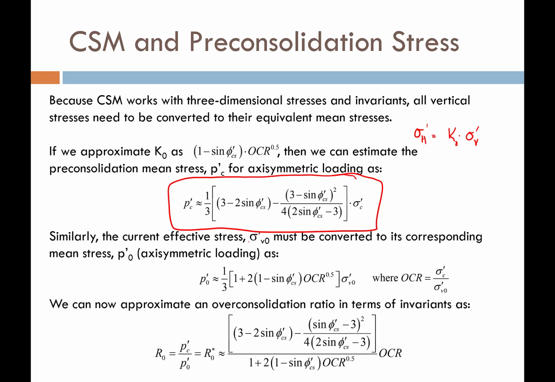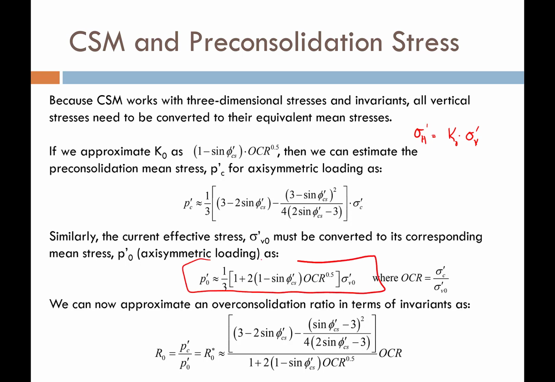And then similarly, we have to convert the initial vertical effective stress. That's got to be converted to its corresponding mean stress. And we're going to do it using this relationship right here. Now remember, the over-consolidation ratio is simply the ratio of the pre-consolidation stress to the current effective vertical stress of the soil. Well, awesome. So now we have a pre-consolidation mean stress and a vertical mean stress.